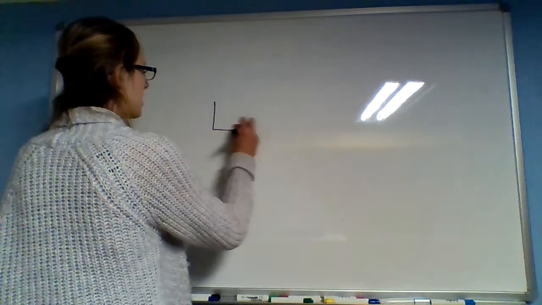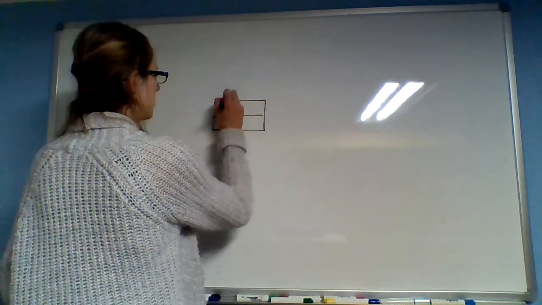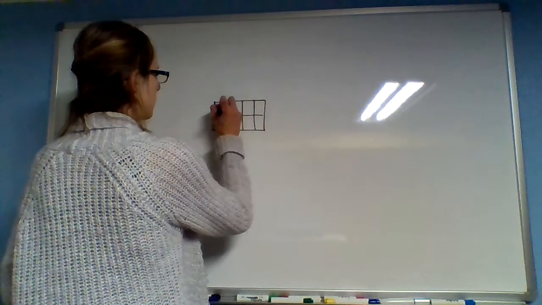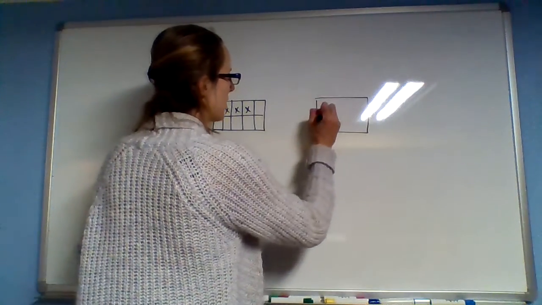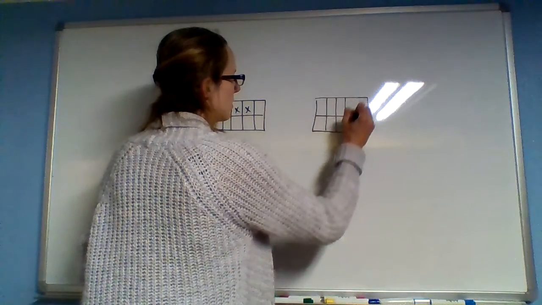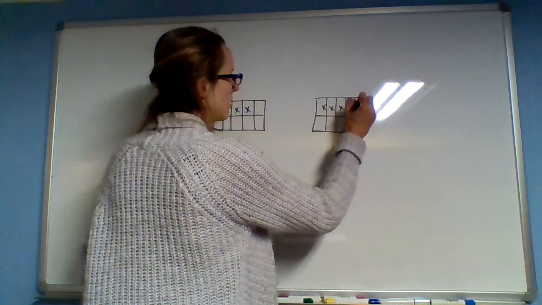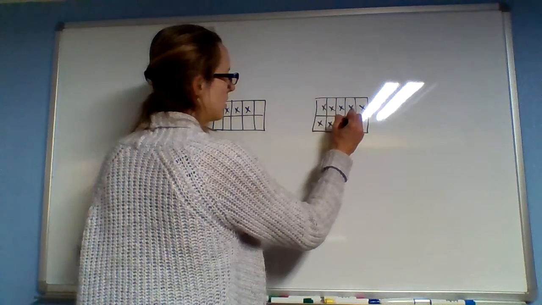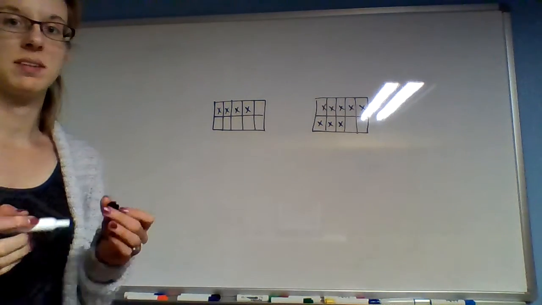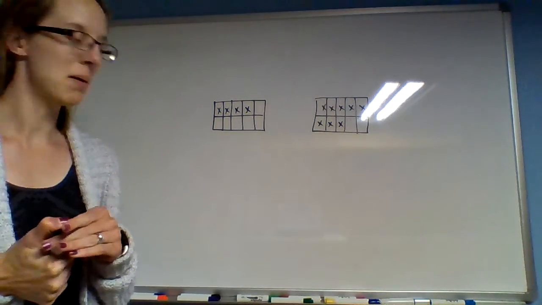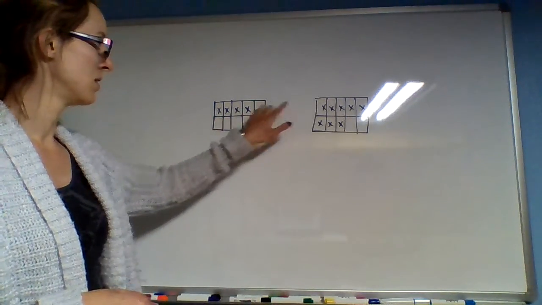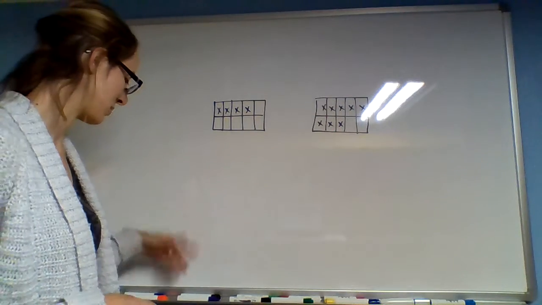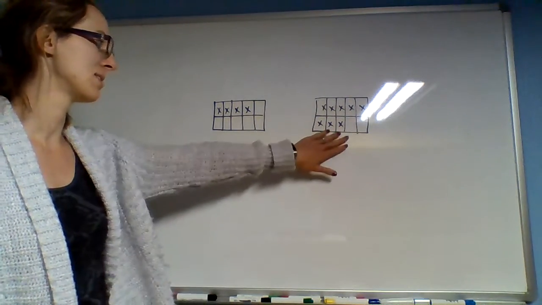So if I have a tens chart that looks like this, and I have a tens chart that looks like this, I can think about which one of those is showing me a bigger number. Well, this one doesn't even fill one row. This one fills a row plus another one. So I would say that this is a bigger number.